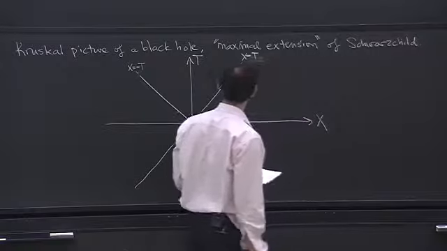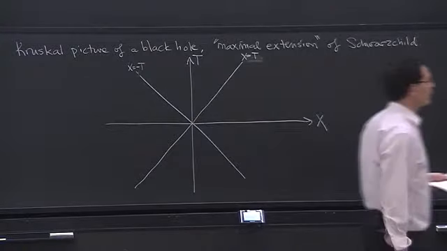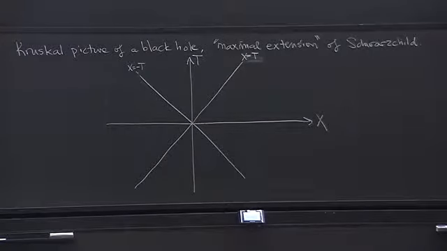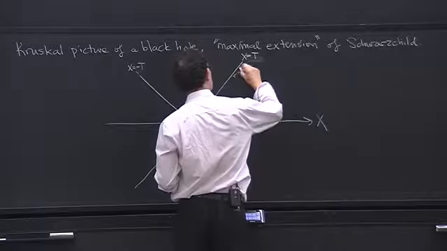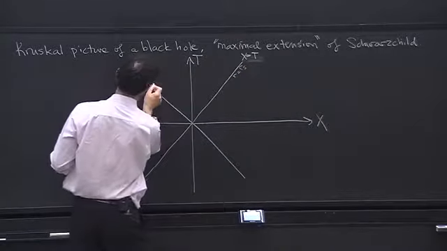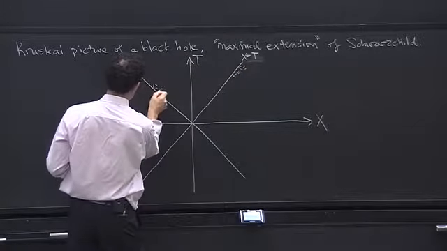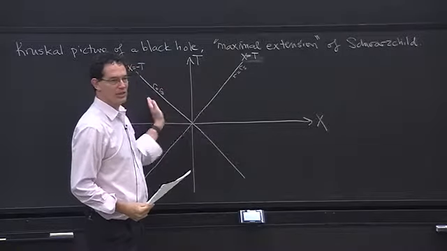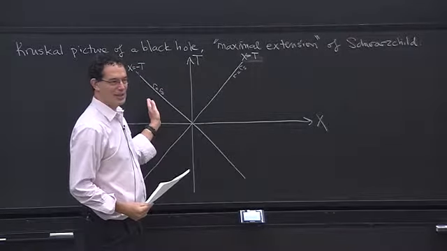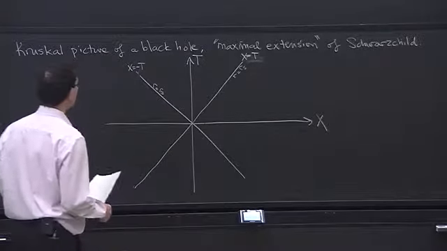And so let's begin by figuring out where r equals rs is. So at r equals rs, well, those are the two lines that I drew, right? r equals rs is x equals plus or minus t. So we can just write down here r equals rs. This is r equals rs. So right away you see there are two versions of r equals rs, not one.